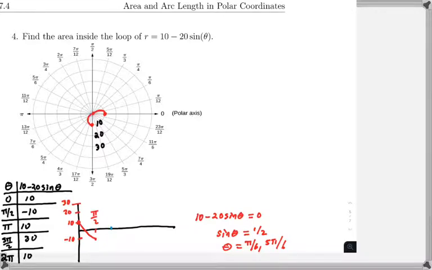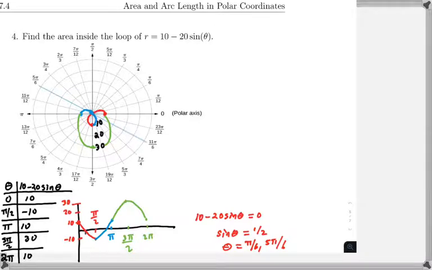And then we're going to come back up, and at pi we're at 10. And we cross the x-axis again at 5 pi over 6. We're going to go through the pole at 5 pi over 6. So that gives us the next part, and now you see your loop there. Let's finish off our graph. At 3 pi over 2 we're all the way down to 30. And then at 2 pi we're back at 10. And so there we go with our limaçon.